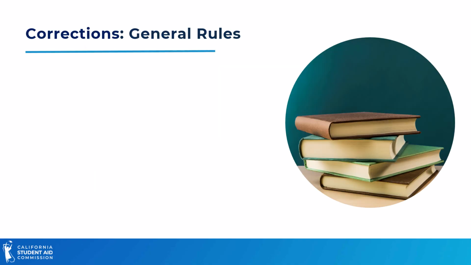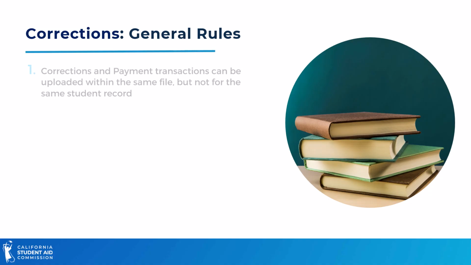Here are the general rules for MCS corrections, whether you are uploading a payment roster file or making corrections directly within WebGrants. Correction and payment transactions may be submitted within the same file, but not for the same student record. If the same student record is submitted for a correction and a payment, the system will only apply just one or may possibly reject both transaction types.